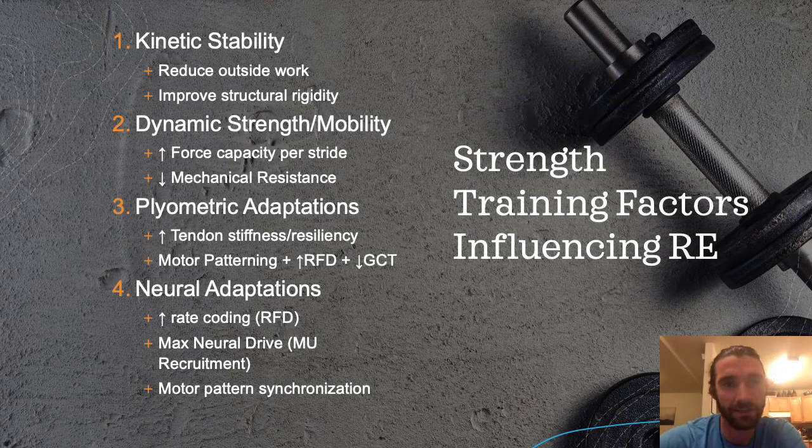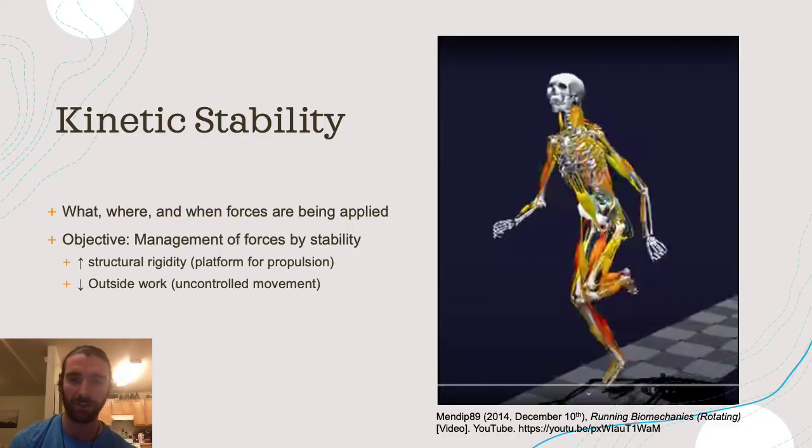And they are kinetic stability, dynamic strength and mobility, plyometric adaptations, and neural adaptations. And they all play off of each other and interweave in unique ways, and we'll get into that next. So the first area here is kinetics, and specifically the kinetics of the human body.